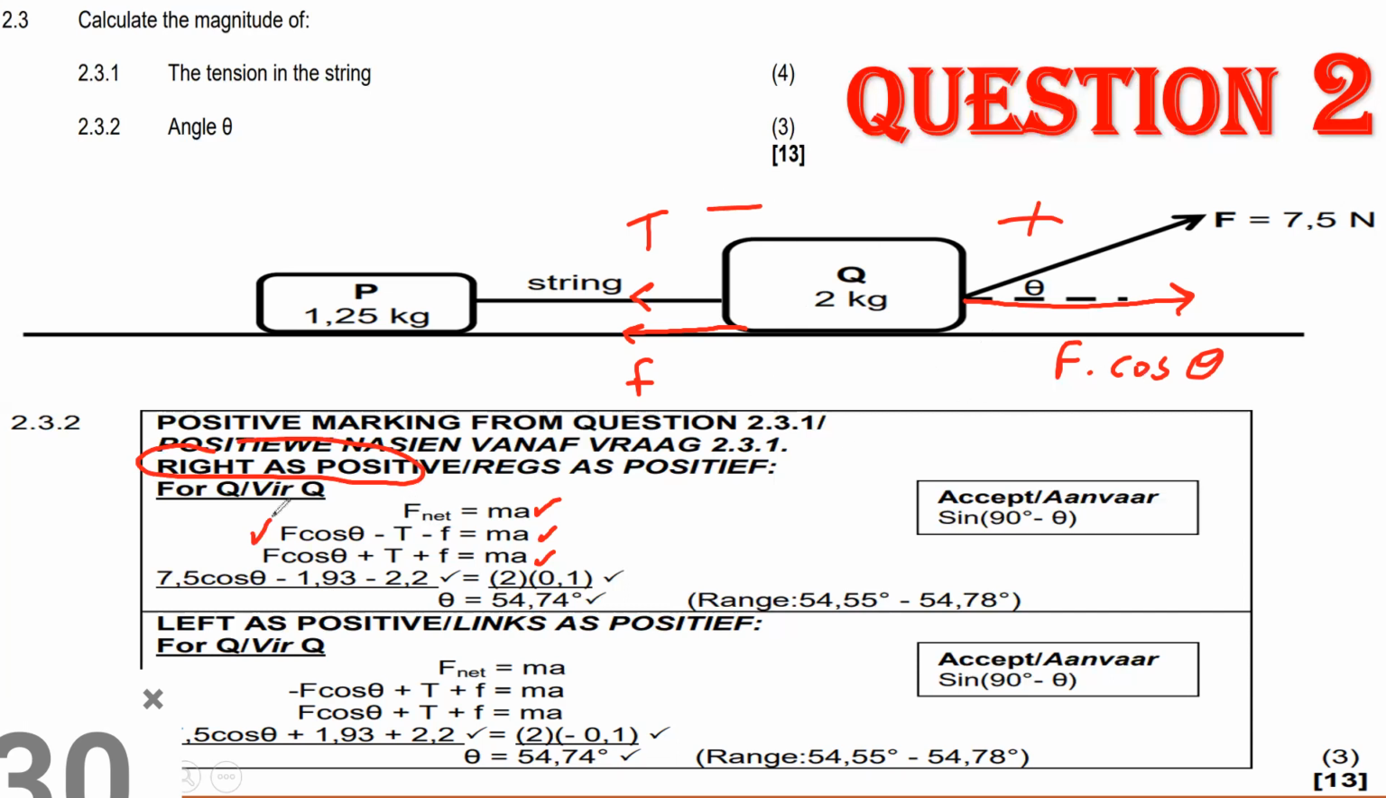So F times cos angle, F is 7.5, times cos angle, minus 1.93, already calculated in the other question, minus 2.2 now. Friction force for Q, 2.2 newtons. I hope it is clear. And then mass is 2 for Q times 0.1. Acceleration is the same, because for the system, acceleration is 0.1. If you say left is positive, same process, opposite direction, and then you are getting the angle like this. Question 2.3.2, done.